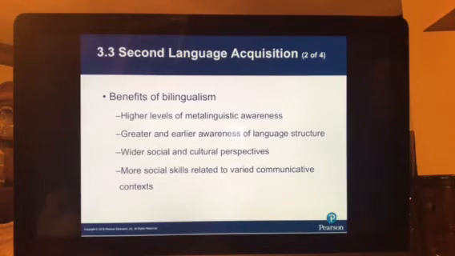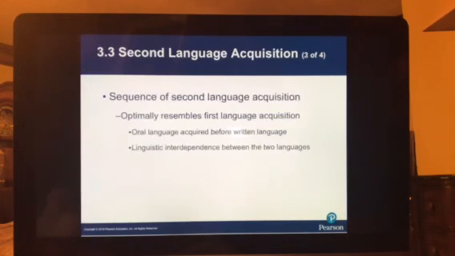The more social skills related to varied communicative contexts that a child is exposed to and has the opportunity to understand, the greater their awareness is of their second language, and the greater their opportunity to appreciate and understand that culture better. And when we understand the culture better, then we understand the language and the words that we use better as well.